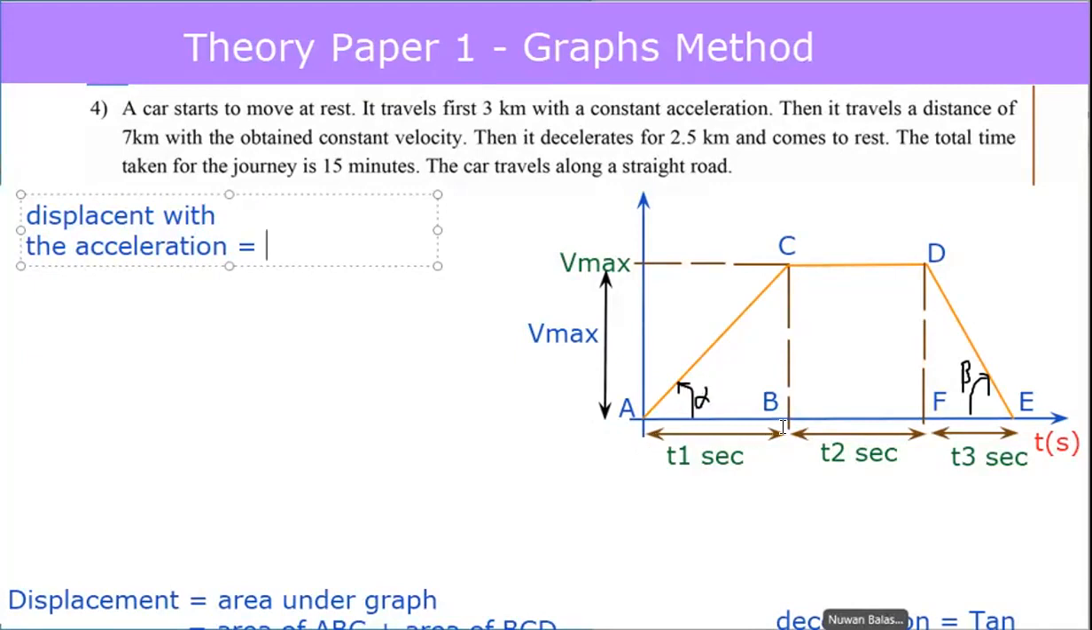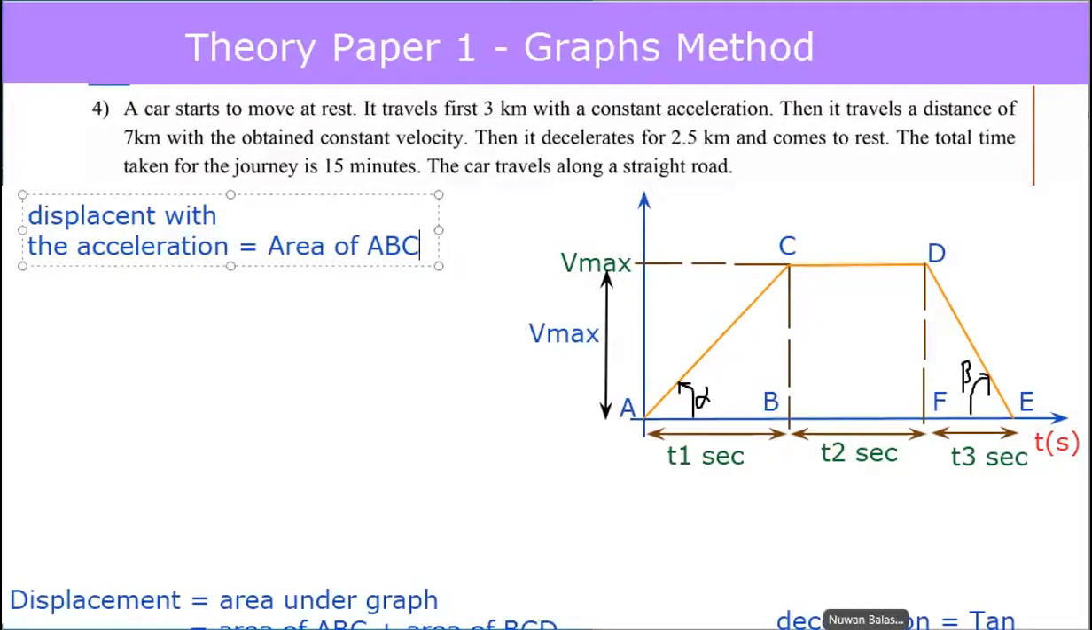Acceleration is there for a period of t1 seconds. So displacement with the acceleration means area under the AC line. So it means area of ABC triangle. Am I right here? That is the area of ABC triangle. Am I right, Lamai? Hello, can you hear me? Yes, sir. Okay, thank you.